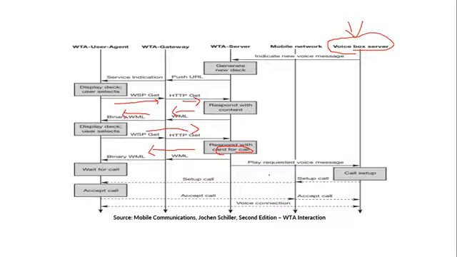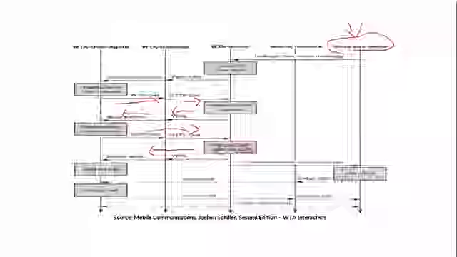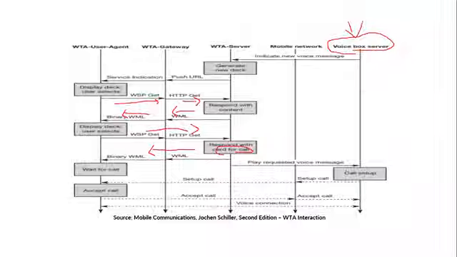Once the call is set up, there will be a play request for the voice messages. The call setup information will be sent from the voice box to the mobile network, and then to the client, and the client will accept the call. Once the client accepts the call, the client will be able to listen to the voice message. So this is just an example which shows how the interaction with WTA happens.